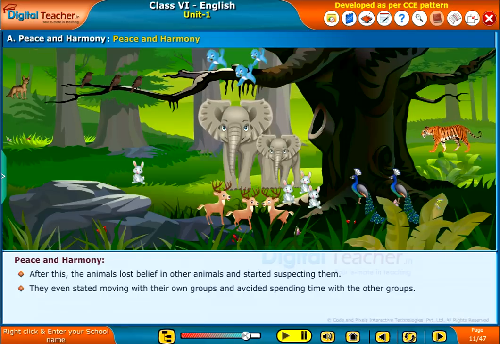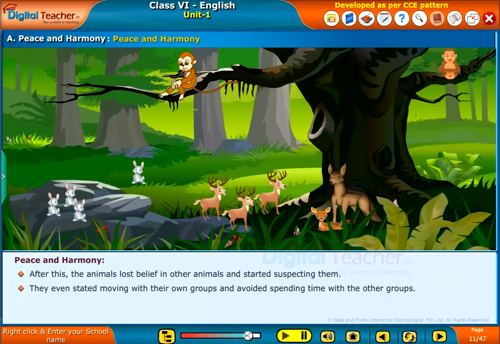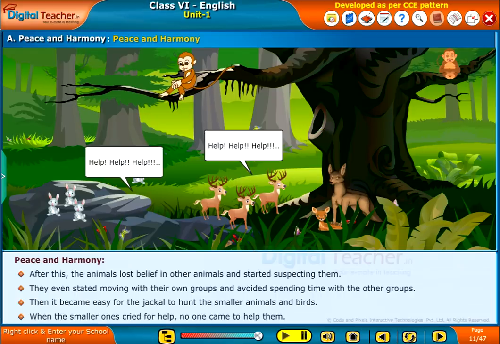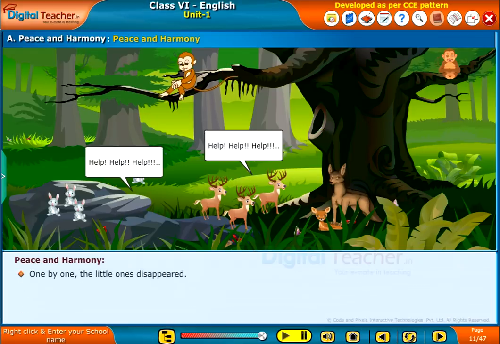Hunt time. Then it became easy for the jackal to hunt the smaller animals and birds. When the smaller ones cried for help, no one came to help them. Help! Help! One by one, the little ones disappeared.